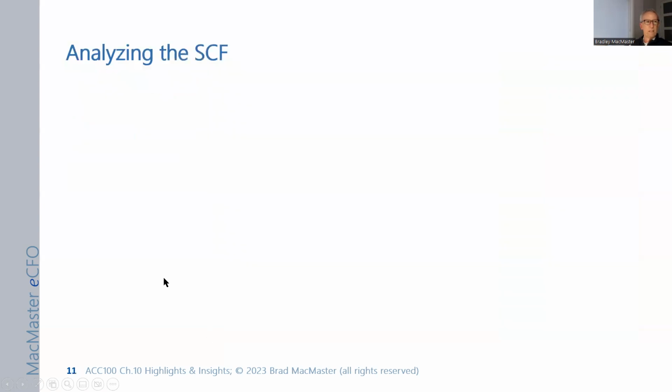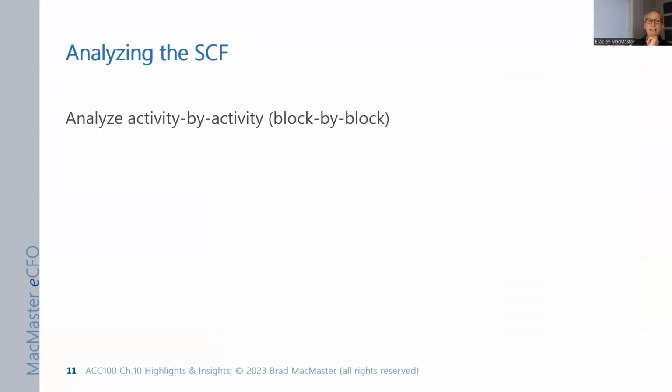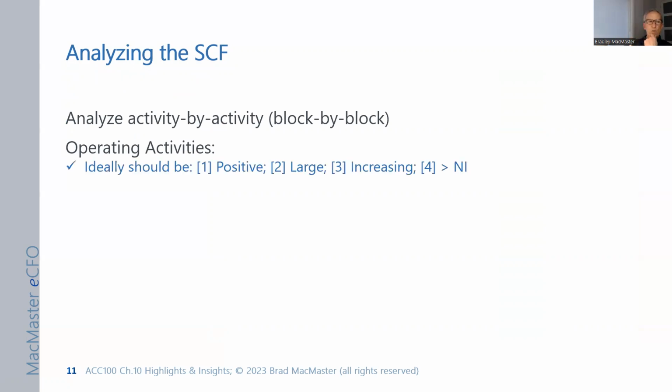Okay. All right. Now, when it comes to analyzing the cash flow statement, we're not using vertical analysis or horizontal or combined analysis. This is something that we do activity by activity or block by block. We start by looking at the operating activities. Ideally, when you look at the operating activities, you want them to be positive. You want them to be large, increasing, and generally greater than net income. And one of the reasons is because net income subtracts depreciation, which is not cash.